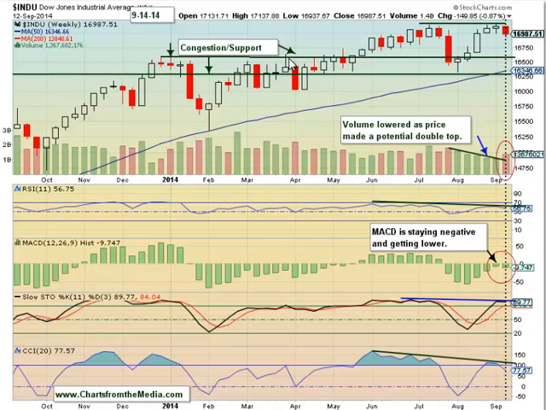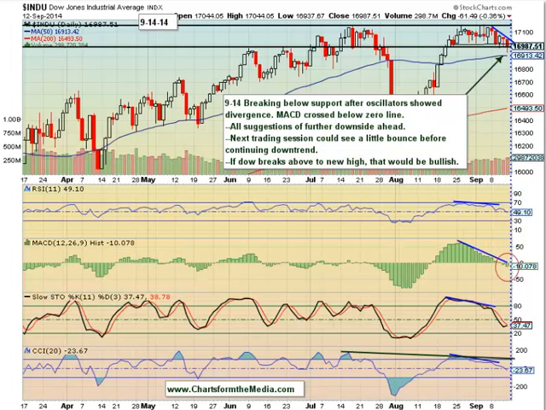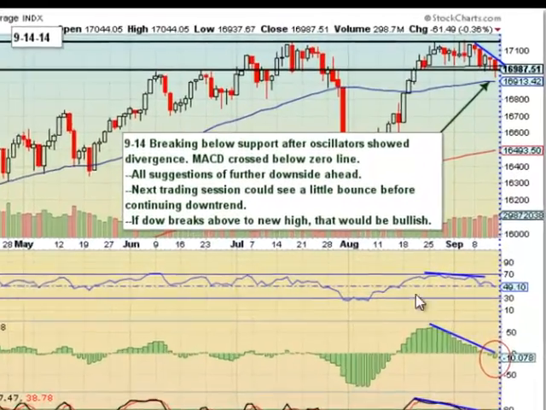So for support, we're looking at the line here, and this goes back to earlier this year, about April or so, as well as down here. If it broke this low, like I said, that would be confirming the double top. And if things were to turn around, it will be bullish if it broke above this resistance line at the top.